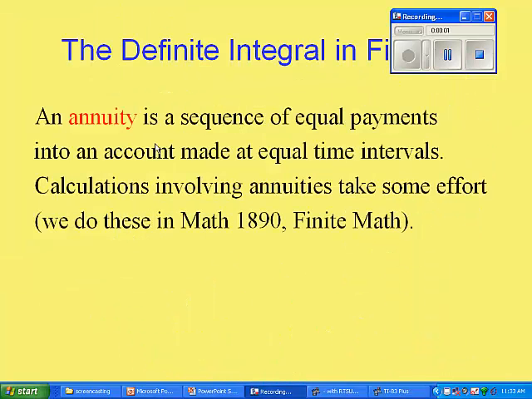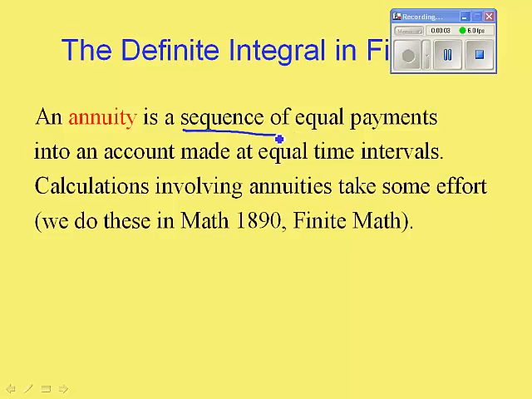So to be an annuity, you want a sequence of equal payments into an account. How many of you make payments on something? On what? Nick?